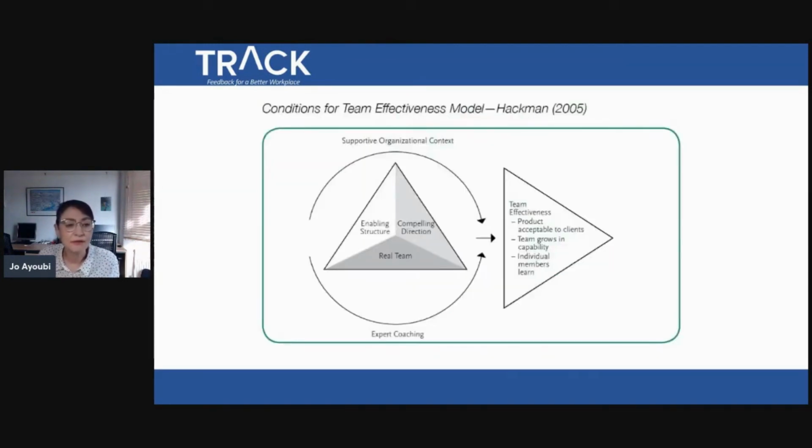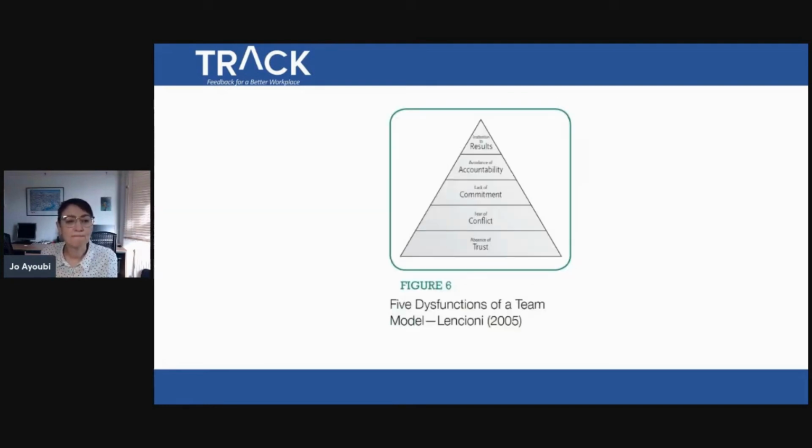The Hackman model from 2005 talks about individual team members and a real team. So that's the relationship part. Compelling direction. Again, we've got this idea that we had earlier about goals, about a compelling direction for the whole team. So everyone is working towards a compelling goal or a set of compelling goals.